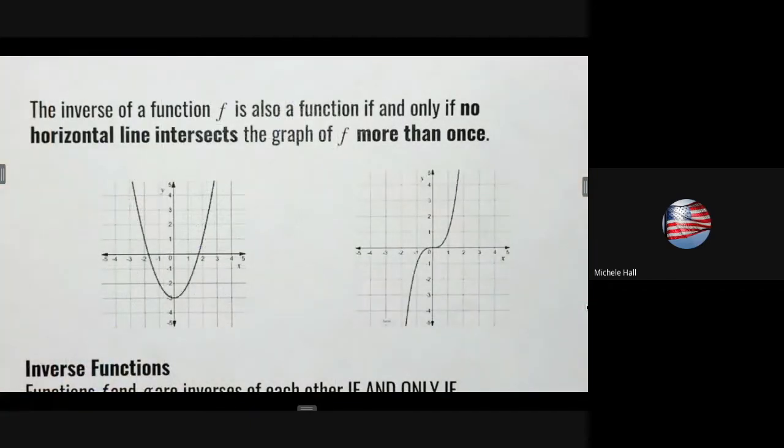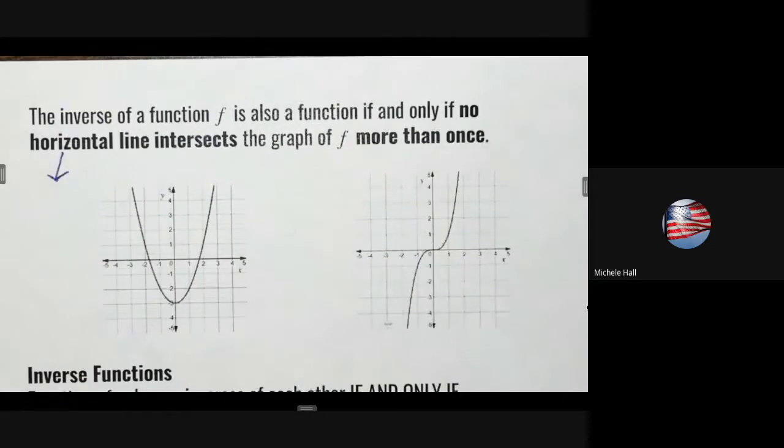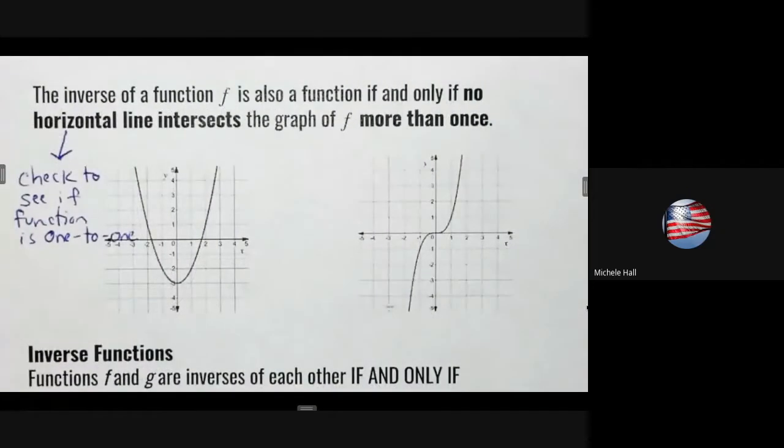The inverse of a function f is also a function if and only if the horizontal line only intersects the function once. It's the same as the vertical line test. We like to do a horizontal line test to check to see if it's one-to-one. If a function is one-to-one, then we can find the inverse. If it's not one-to-one, then we can't find the inverse of that entire function.